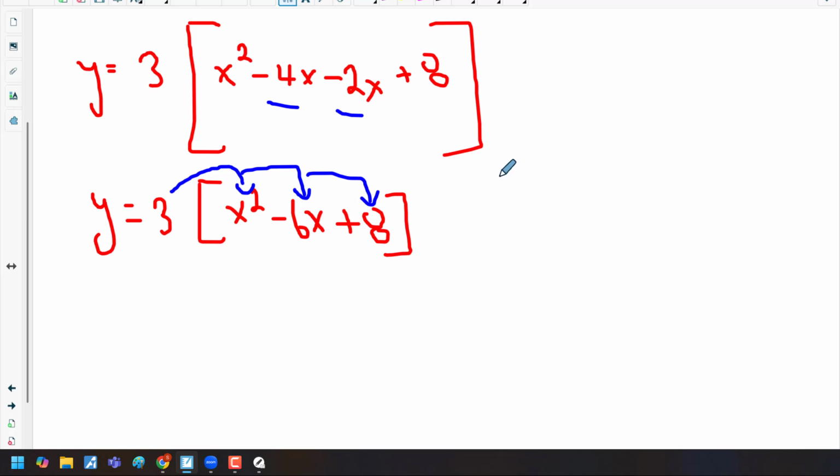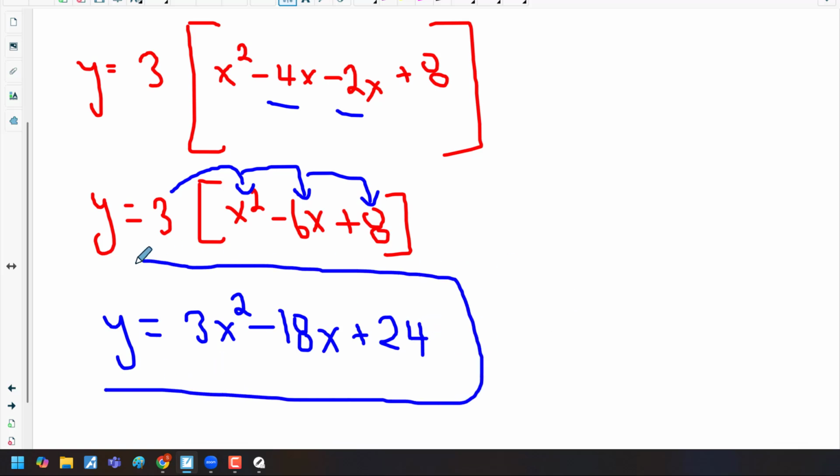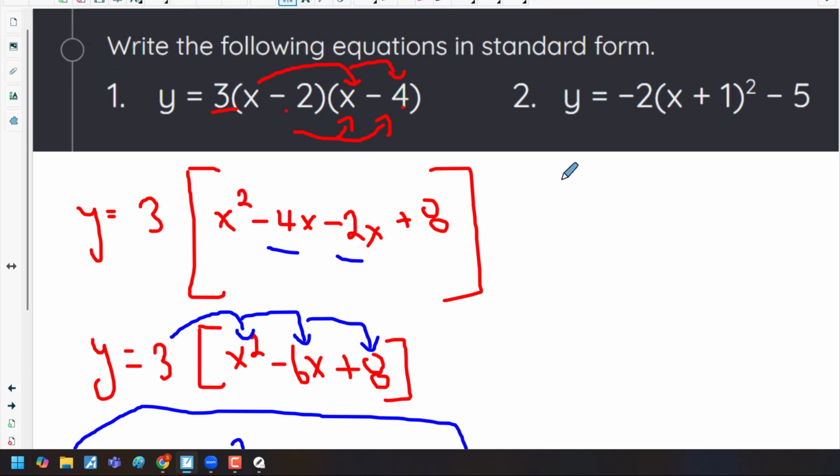Alright, so the next step, after you've added or subtracted your like terms, so negative 4x minus 2x is negative 6x. Now that 3, don't forget that 3, we're going to multiply that 3 to every single term within that bracket. So this is going to be y is equal to 3x squared. 3 times negative 6 is negative 18. And 3 times 8 is 24. And that's the final answer. So pretty straightforward, just multiplying and adding or subtracting stuff.